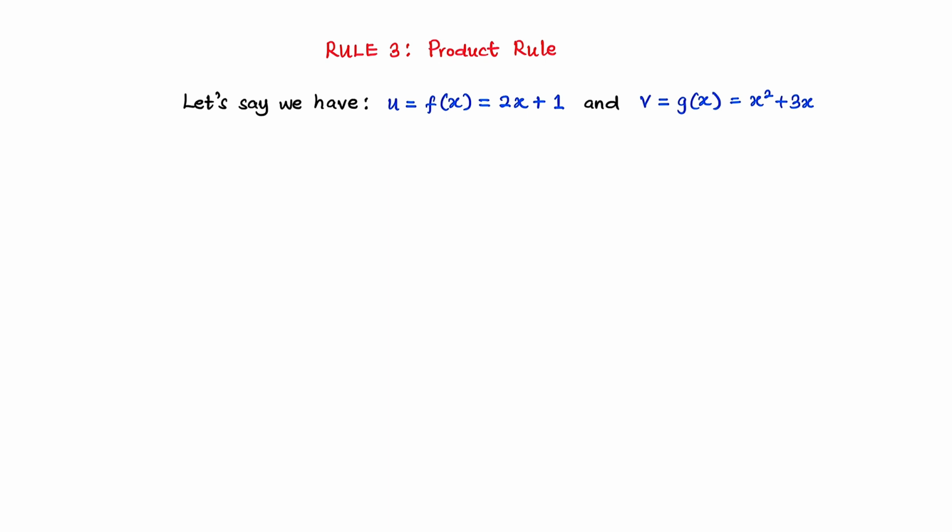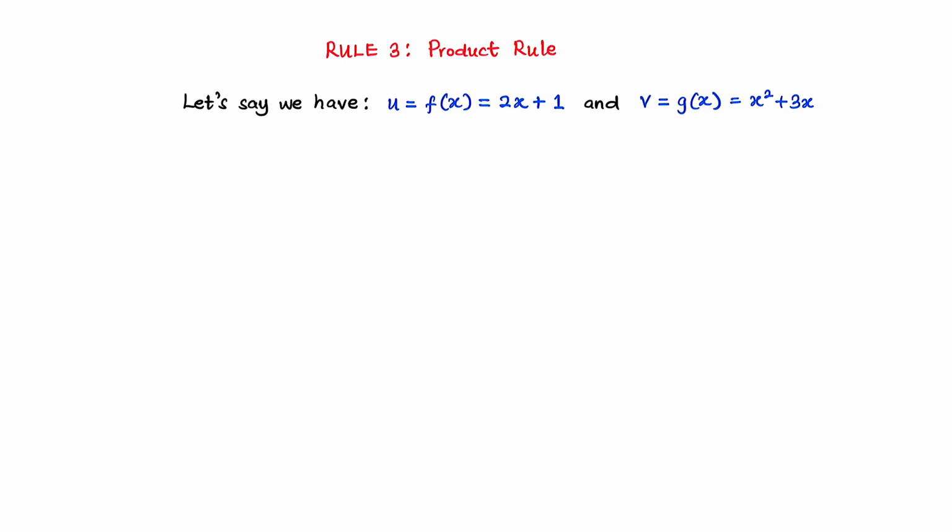So let's say we have two functions. The first function is u, but u is a function of x, and it is equal to 2x plus 1. And we have another function, which is v. V is also a function of x, but to avoid any confusion, let's call it g of x instead of f of x. So v, the second function, is g of x, and it's equal to x squared plus 3x. These are two separate functions, and each individual function can be differentiated using the basic rule of differentiation that we know. But when we put these two functions together and we multiply them, we require a product rule.